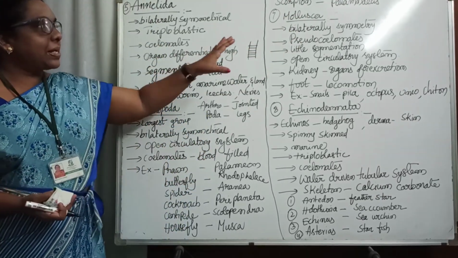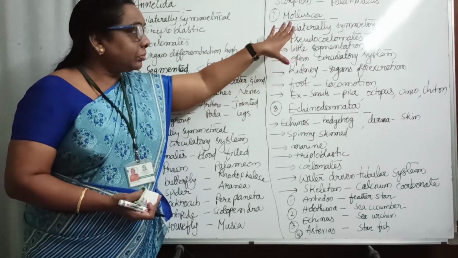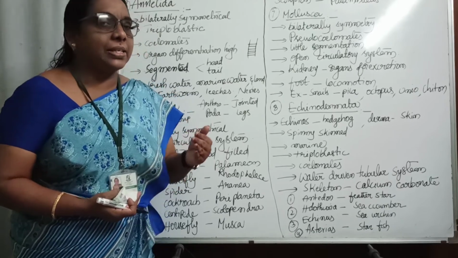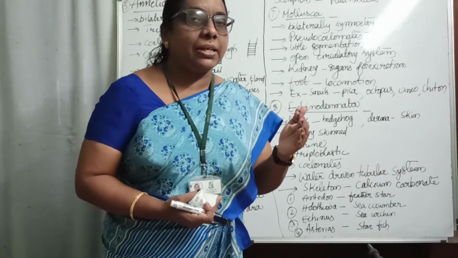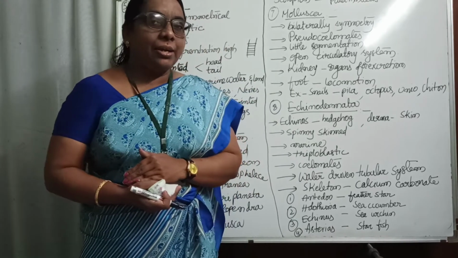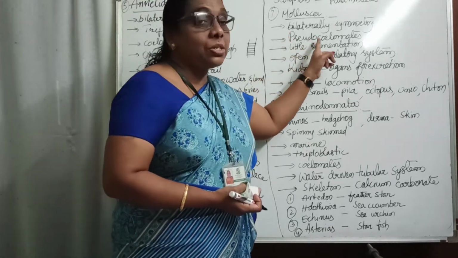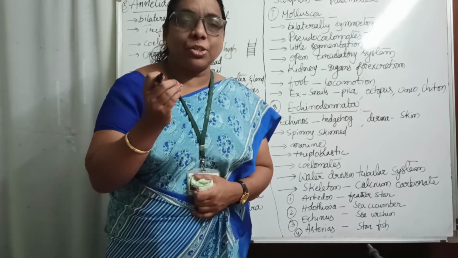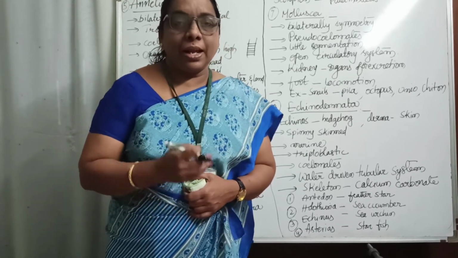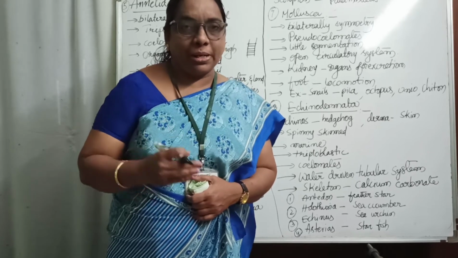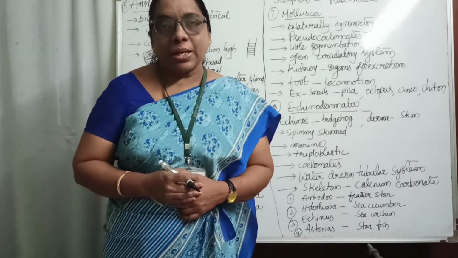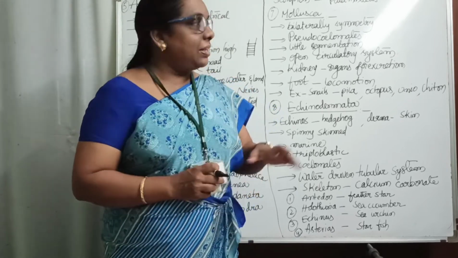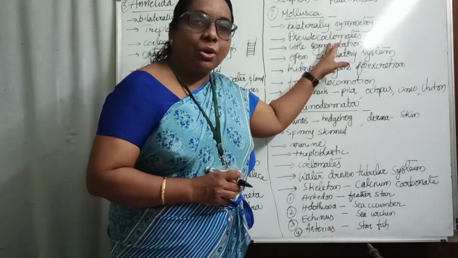Coming to the molluscans, these organisms are bilaterally symmetrical. As usual, the left body design is similar to the right body design, and they are pseudocoelomates. What is the meaning of pseudocoelomates? Pseudo means false. They do not possess a true coelomic space. That's the reason we call it not a true coelom. So these are pseudocoelomates.